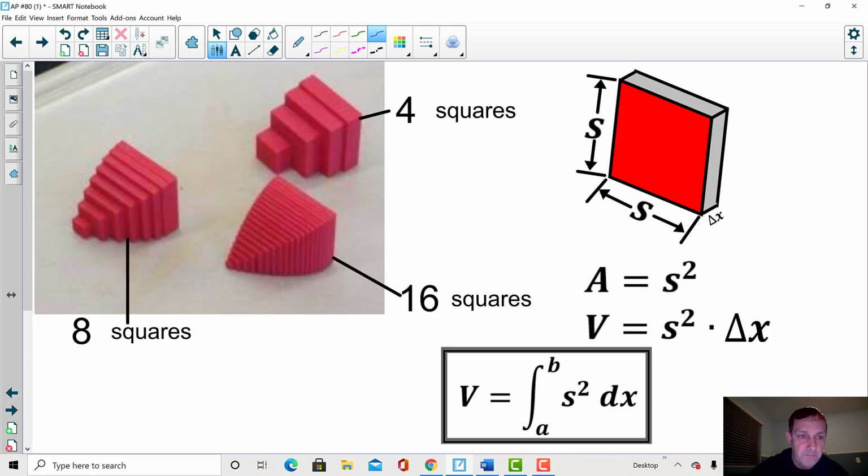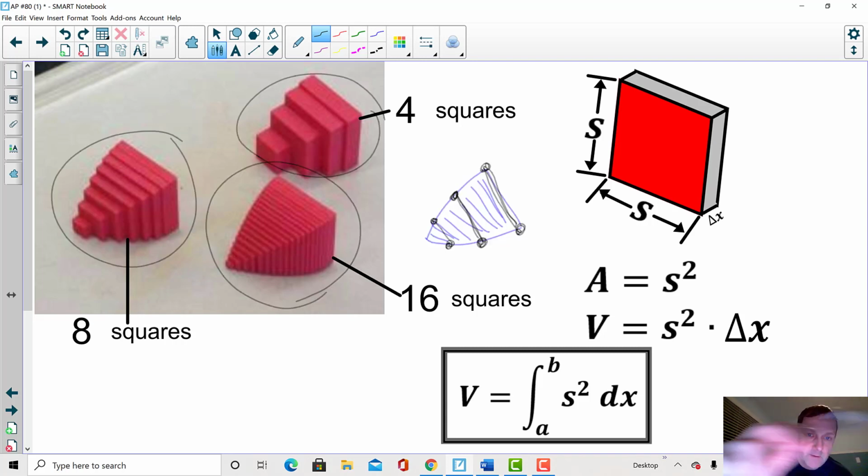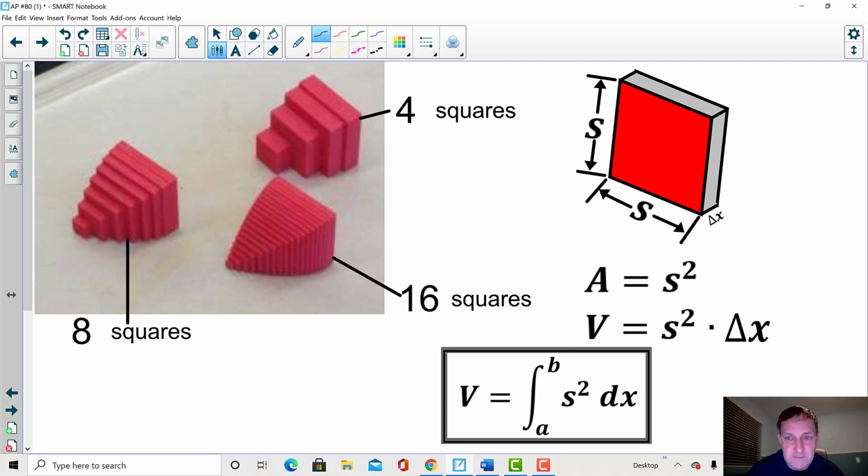Here's our first example. We have some shaded region. Shaded region probably looks something like this. And for this example, our squares are going to have sides of different lengths. The closer you get here, the smaller the squares are. The closer you get to the outside, the bigger the squares are. So here's an example of what the volume might look like with only 4 squares. This one has 8 squares, and this one has 16 squares. So remember, those squares are different sizes.